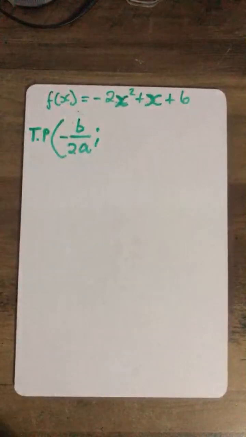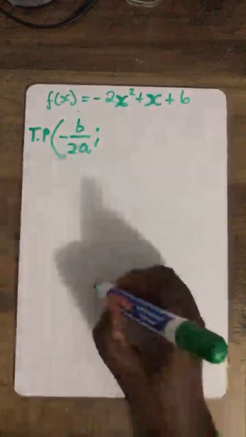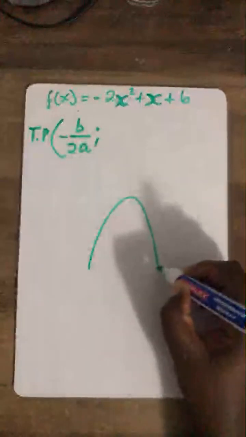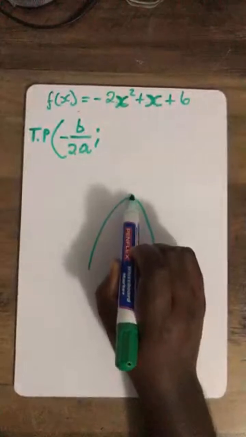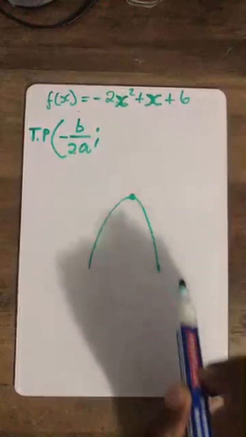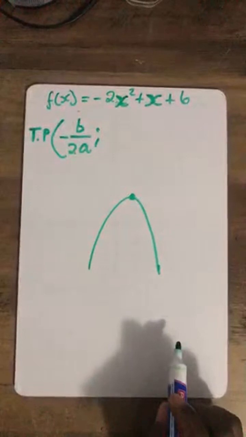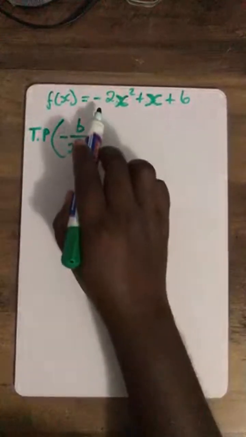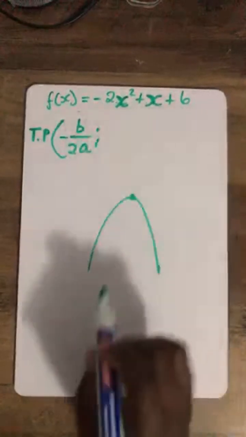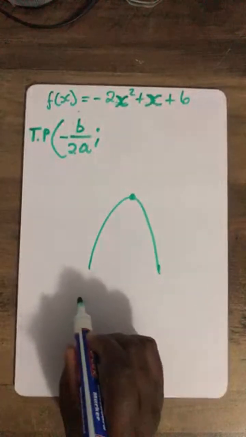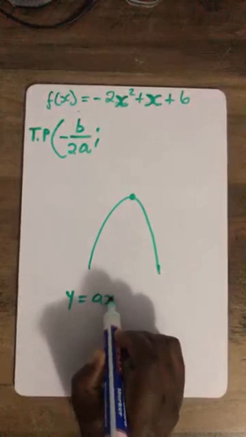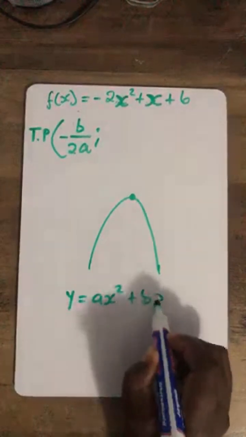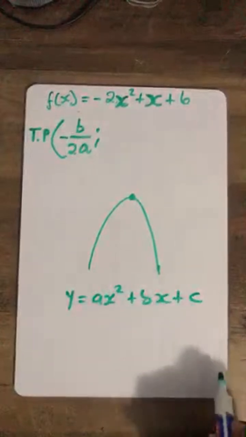But in short, for those of you who might be interested to know where that is coming from, let me explain. So we say the gradient at the turning point of a parabola is equal to 0. And the gradient comes when you differentiate that. We obviously have y equals ax squared plus bx plus c.